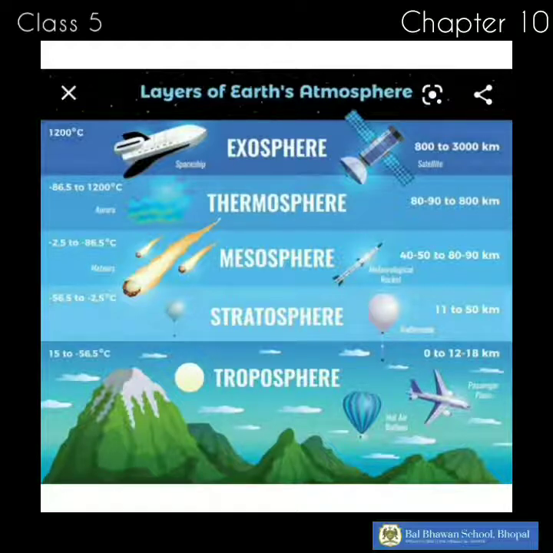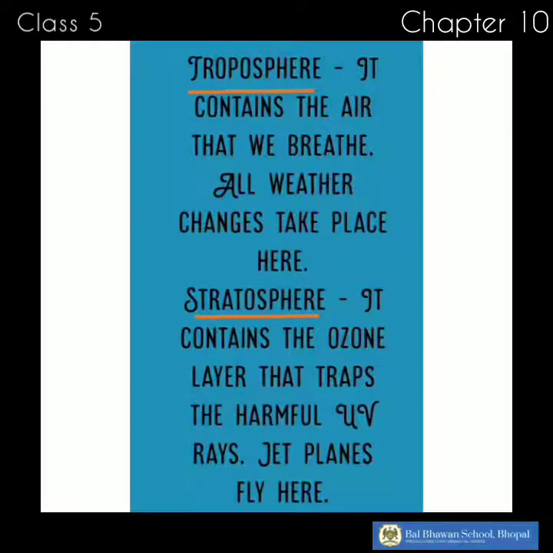Now let's start discussing these layers. Starting from the bottom, the first layer is troposphere, the second is stratosphere, then mesosphere, thermosphere and exosphere. Let us discuss them in detail. Troposphere contains the air that we breathe. All weather changes take place here. Next is stratosphere. It contains the ozone layer which traps the harmful UV rays. Jet planes fly here.